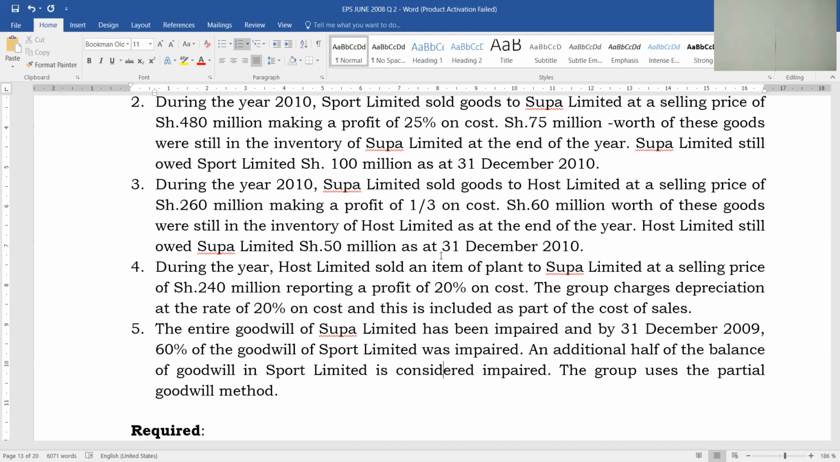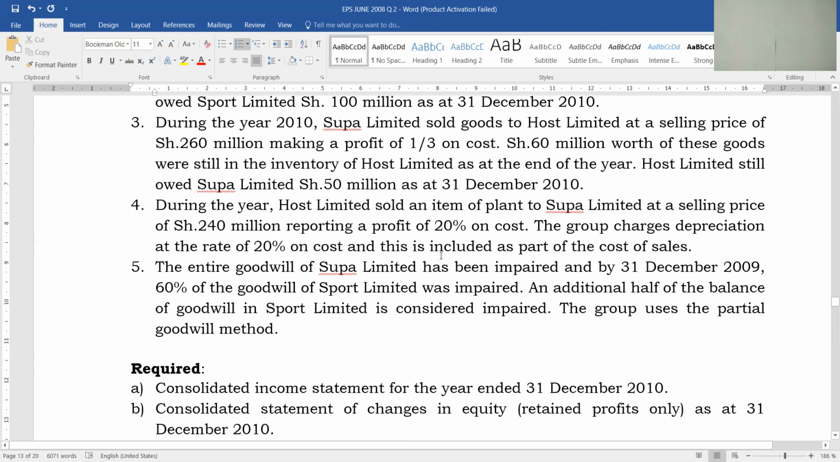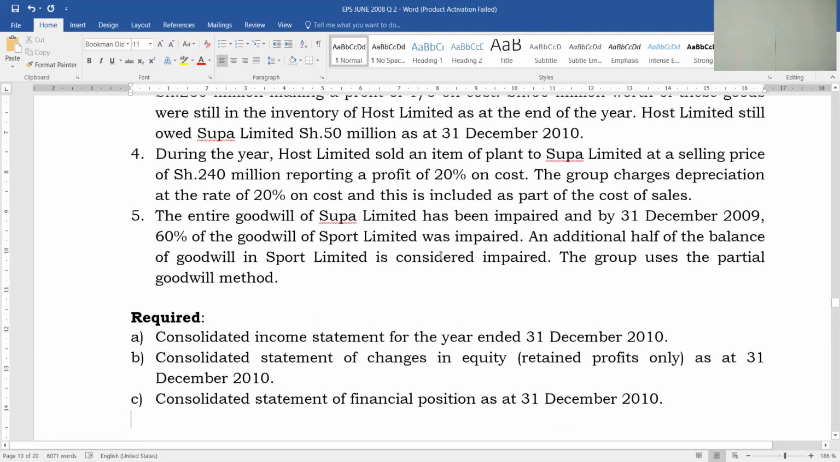So the examiner was not that bad, because he needed just 3 things. And this is what will be required in any consolidation question. Maybe besides this, you can be told to do goodwill as a requirement, but here there was no requirement of goodwill. They just needed a consolidated income statement, a consolidated statement of changes in equity, that is retained profit only, and the consolidated statement of financial position. So with that interpretation, we can now go and do the presentation of a consolidated income statement.